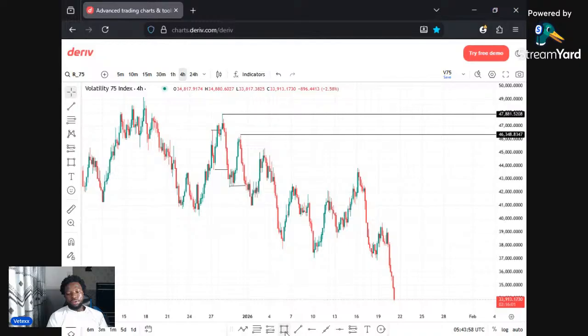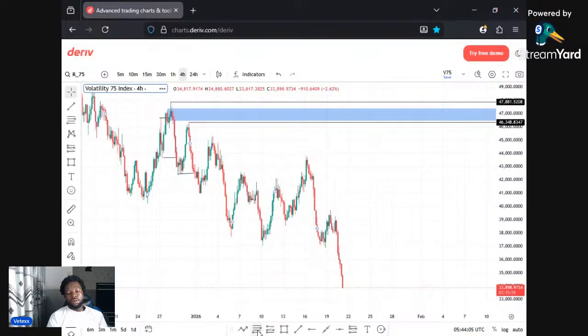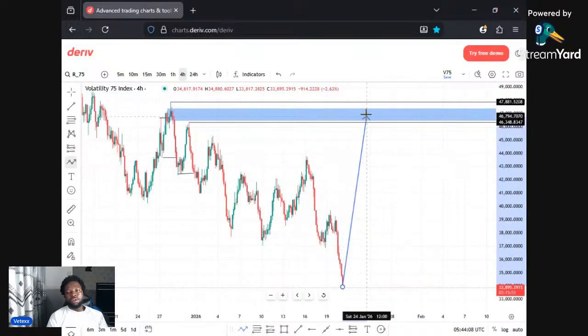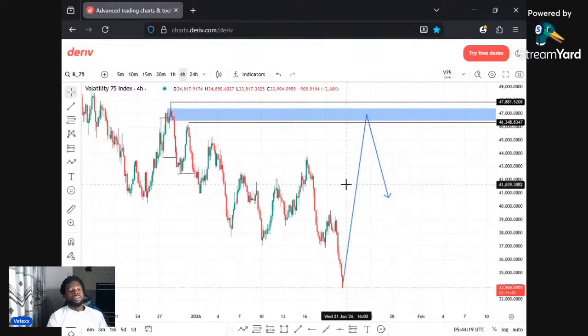Okay, and after that, we have price retrace 50%, and this is our point of interest. So, what do we anticipate now? We anticipate price to go back to this zone and then give us our 15-minute continuation so that we can start taking more entry on the lower time frame. Okay, so this is what we're anticipating on V75 index at the moment.